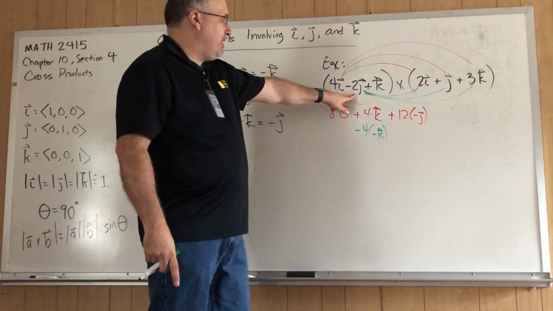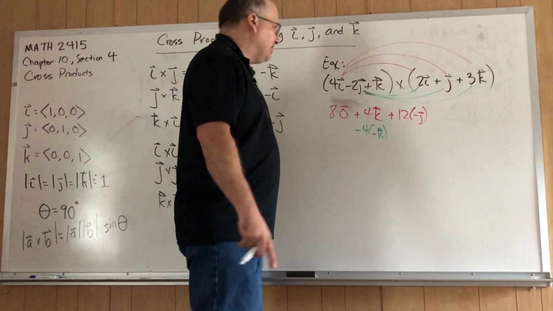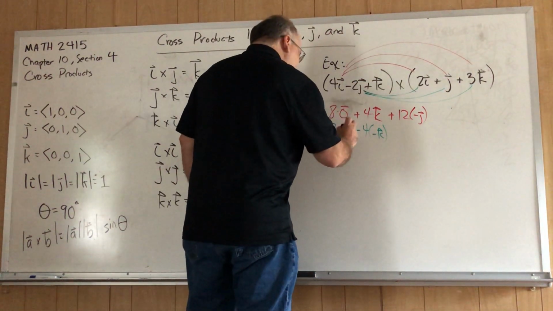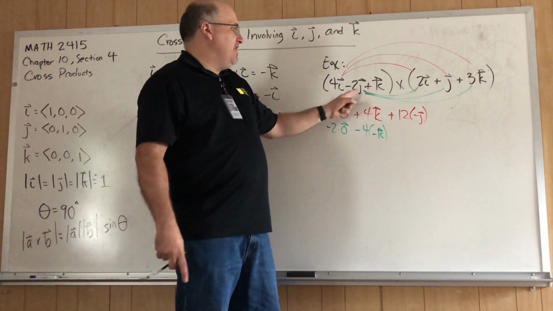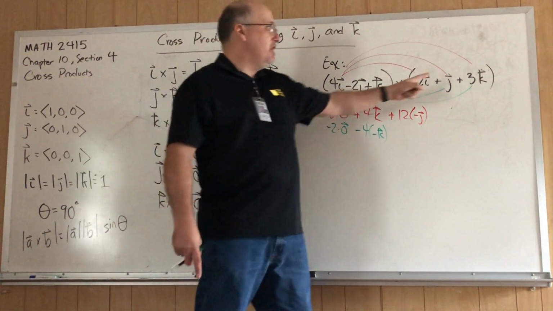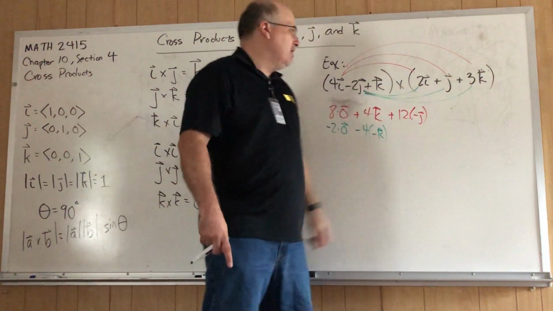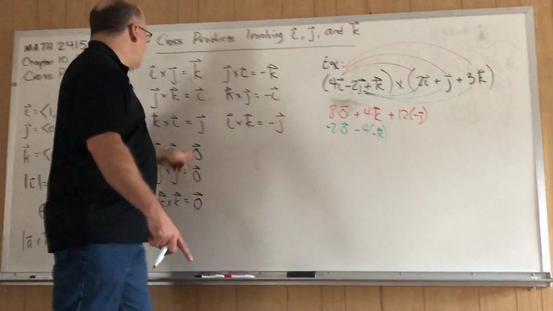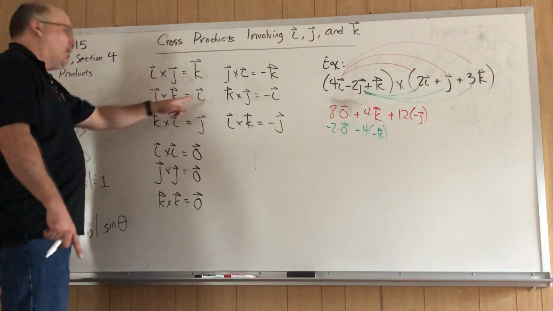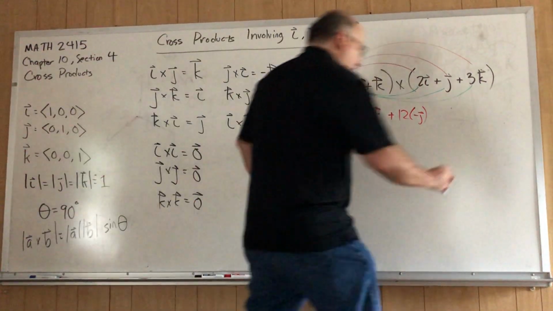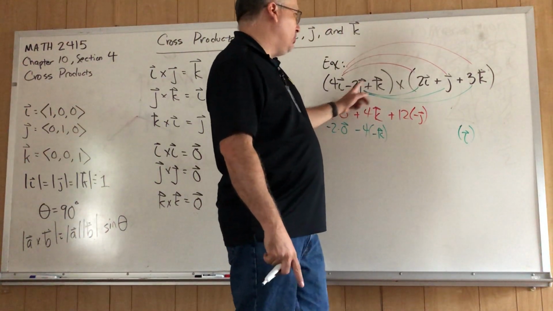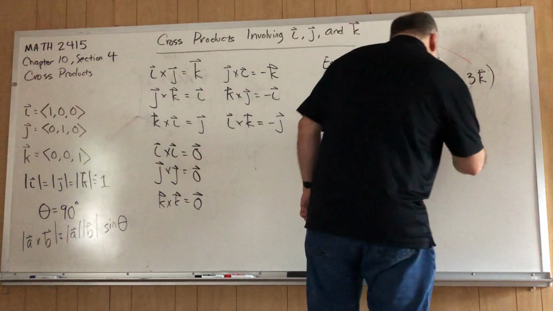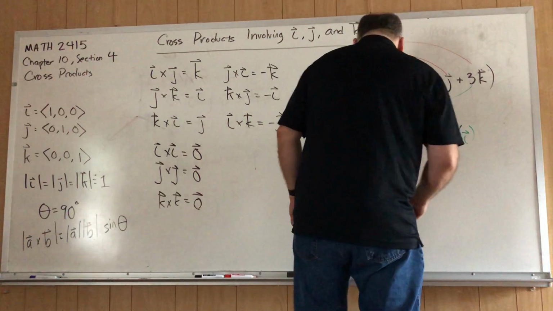Negative 2j cross j is going to be negative 2 times the zero vector, because j cross j is the zero vector. And then negative 2j cross 3k. J cross k is equal to I, so we need an I column. And negative 2 times 3 is negative 6, so we get negative 6 i's.